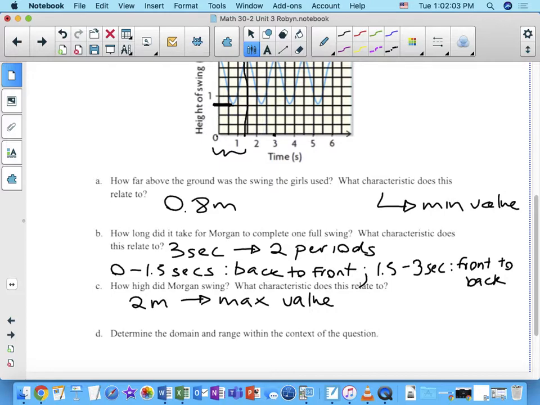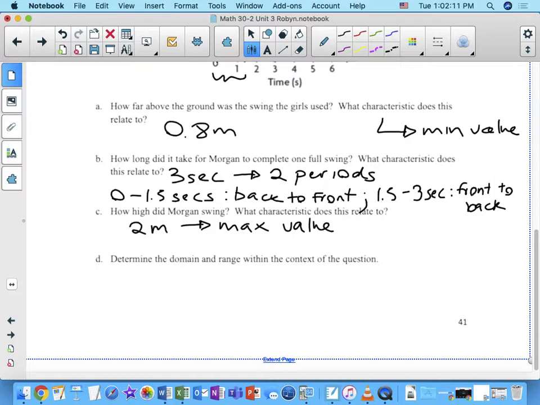Okay, so instead of like y and x, maybe I'll use like h and t because we're using a context. So for my range, okay, min height is 0.8 meters. Max height is 2 meters. The variable that's in question is height. And my inequalities point that way.